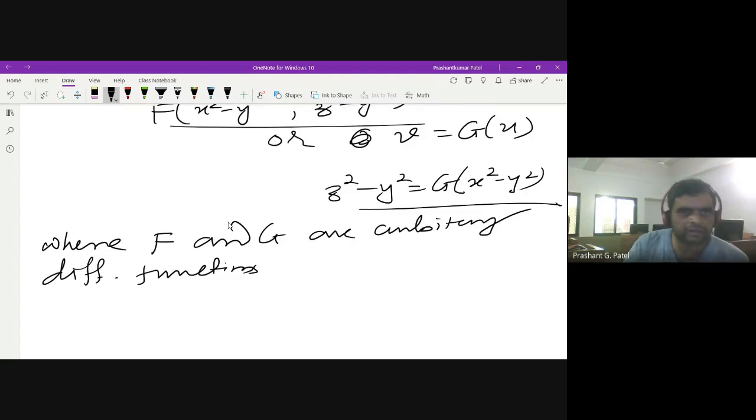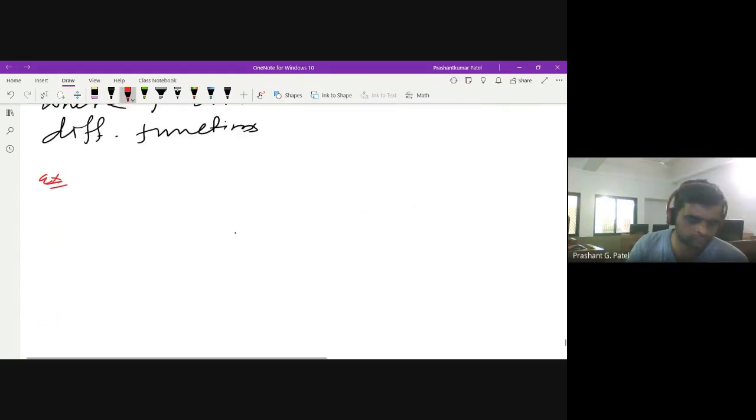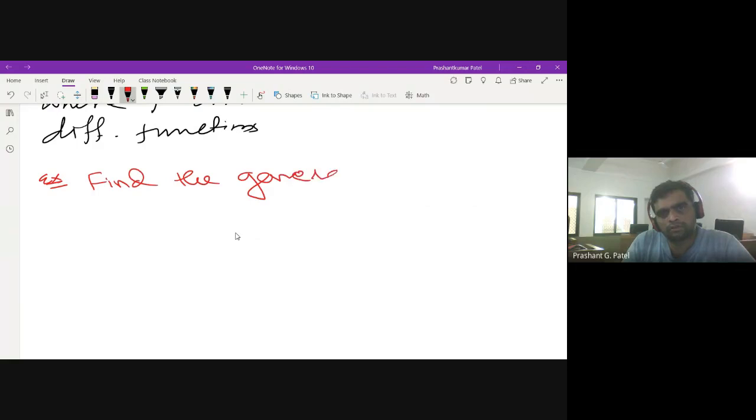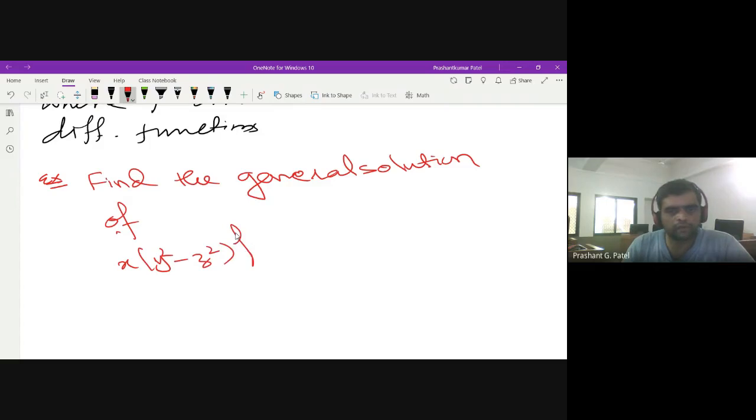Okay, let's solve another example. Find the general solution of x into y square minus z square into p, plus, not plus but minus, y into z square plus x square into q equal to x square plus y square into z.